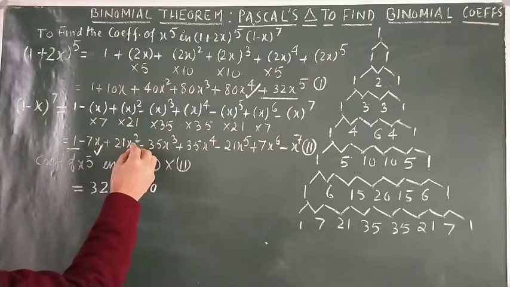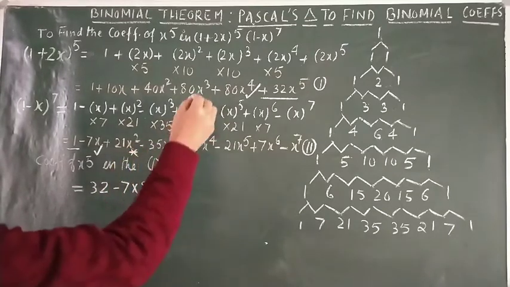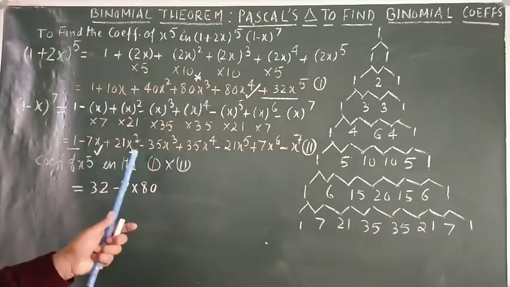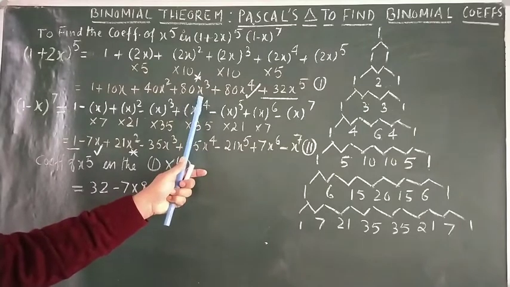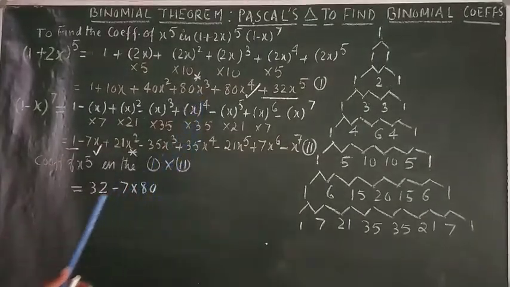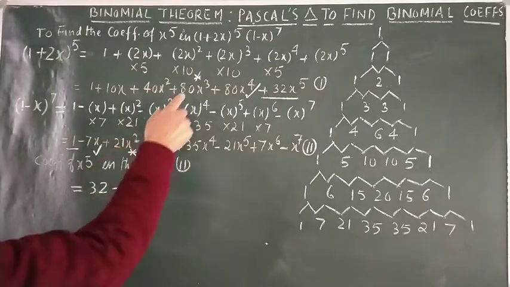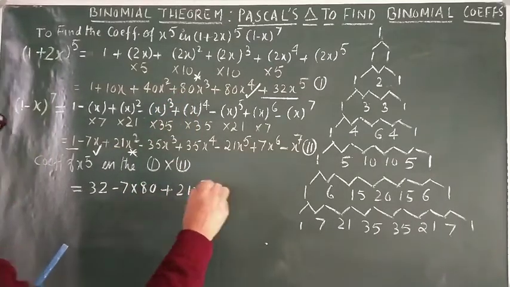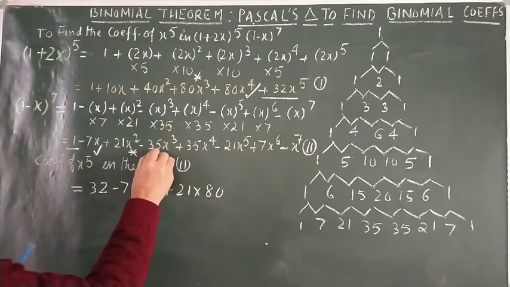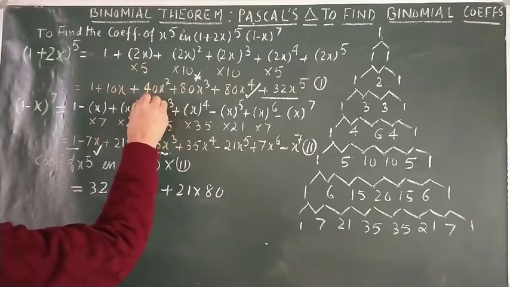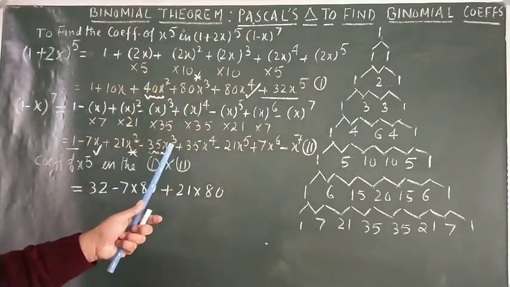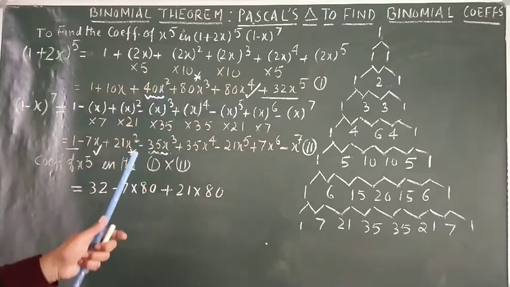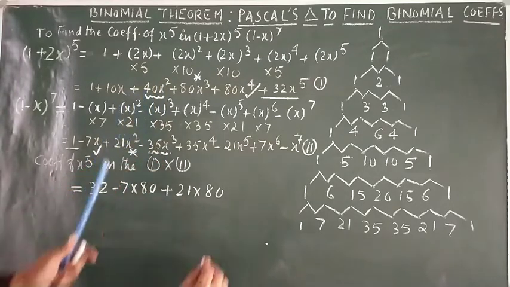After that, this x square and x cube: when x square is multiplied with x cube we get x to the power 5, and the coefficient will be 21 into 80 plus 21 into 80. After that we move towards this x cube and this x square. X cube into x square is x5, but minus 35 into 40.